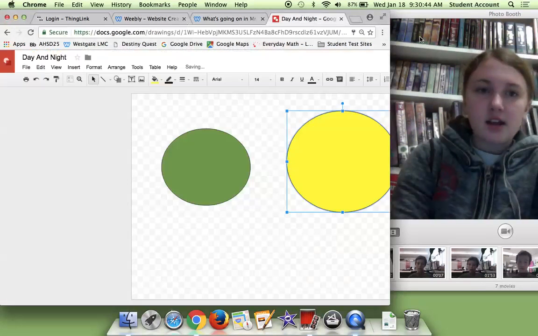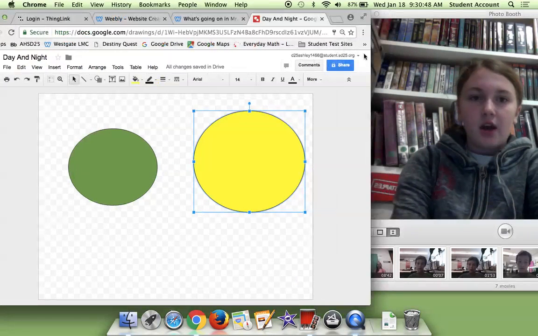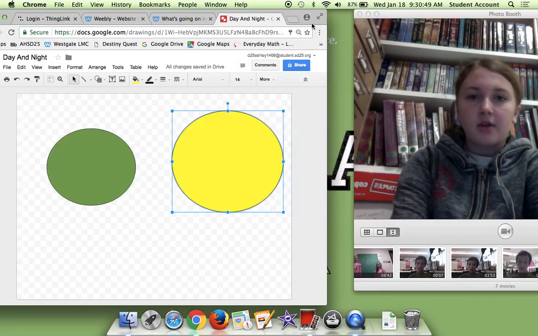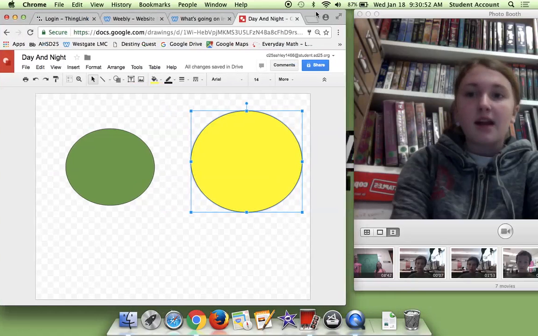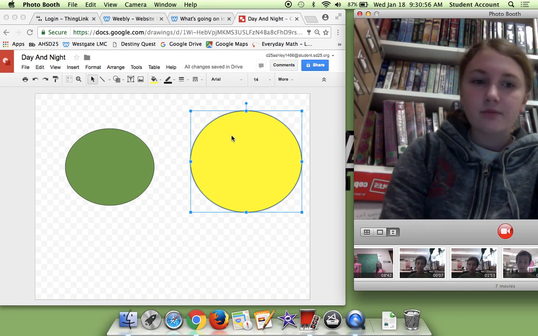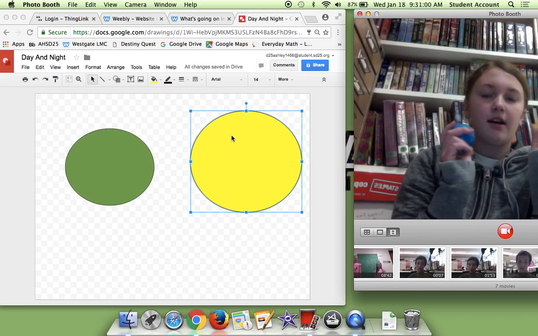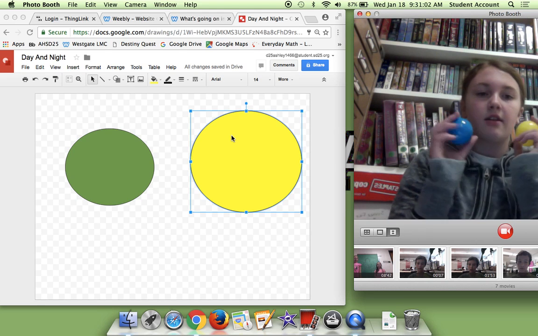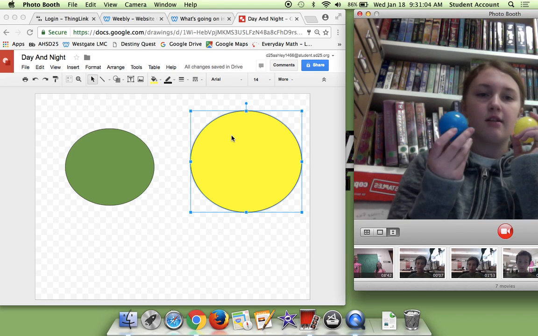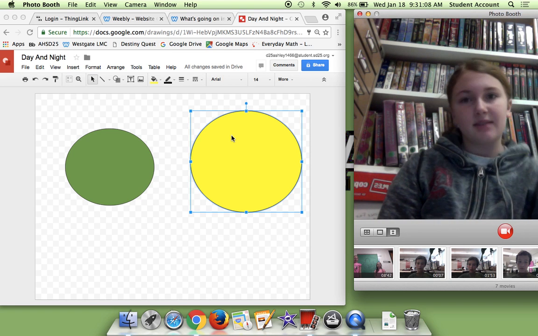So, this is a little Google drawing I created. I know it's not very good, but it's just showing a little bit. I was like, it's decent. So this is the sun, and this is the earth. The earth will rotate. So to make day and night, that's what I'm going to talk about.